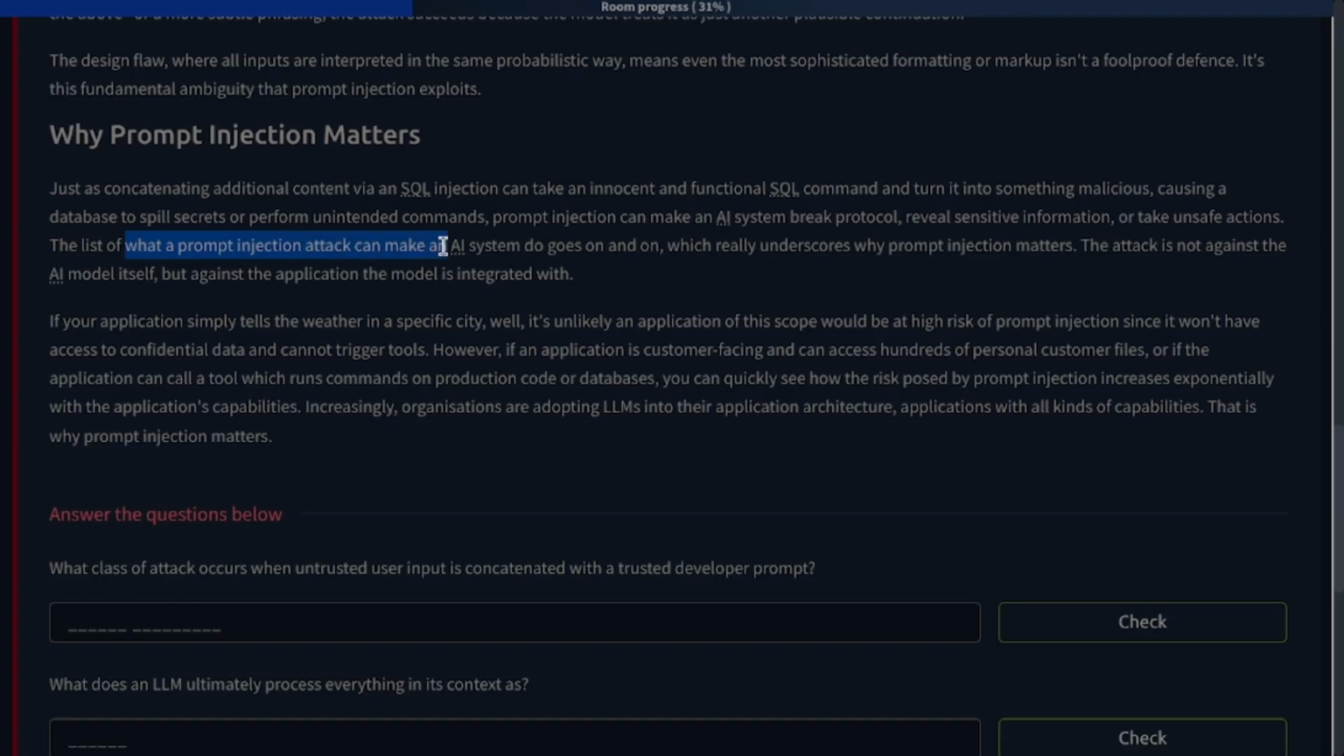The list of what a prompt injection attack can make an AI system do goes on, which really underscores why prompt injection matters. The attack is not against the AI model itself, but against the application the model is integrated with.